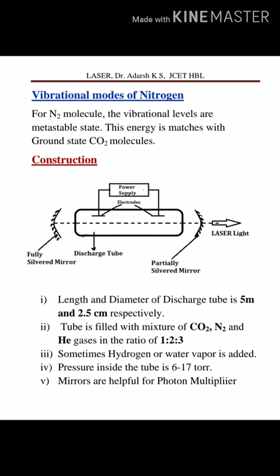And sometimes a small amount of hydrogen or water vapor is added. This is because during the discharge process, some of the carbon dioxide molecules may break into carbon monoxide and oxygen. But adding hydrogen or water vapor helps to reoxidize carbon monoxide to carbon dioxide. The pressure maintained inside the discharge tube is about 6 to 17 torr.